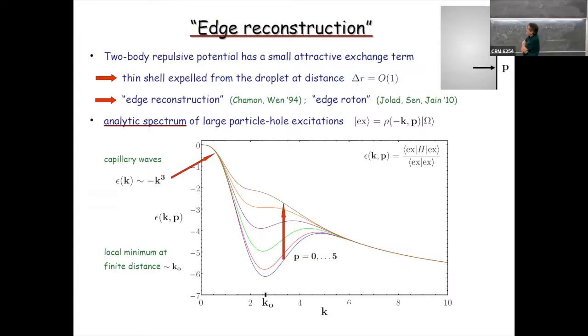The point is that this fluid has a tendency to move, at the boundary, a shell of density at finite distance, because the two-body repulsive potential also has a small attractive exchange term. So there is a tendency to move a little amount of matter in a thin shell outside the droplet. Some people say that at the boundary this fluid tends to melt somehow.